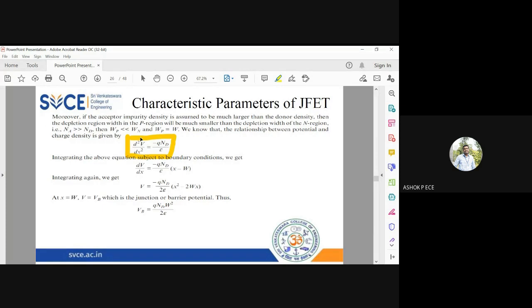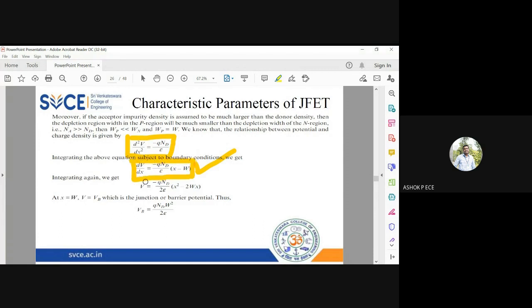And I want V from this, so integrate one time. So here it is constant, right? So when you integrate one time, you get dV by dx equal to minus q Nd by epsilon into x, plus c. When you apply the boundary condition, you can get the value of c. I want to integrate this equation once again.